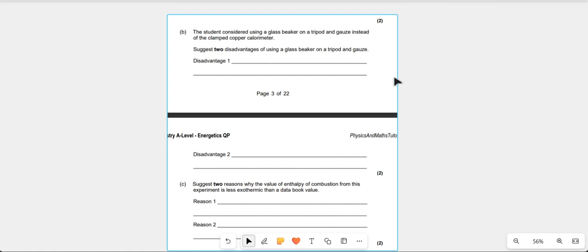The student considered using a glass beaker on a tripod and gauze instead of the clamped copper calorimeter. So, two disadvantages of using a glass beaker on a tripod and gauze: the glass is a poorer conductor than copper, and the tripod and gauze would reduce heat transfer as well.